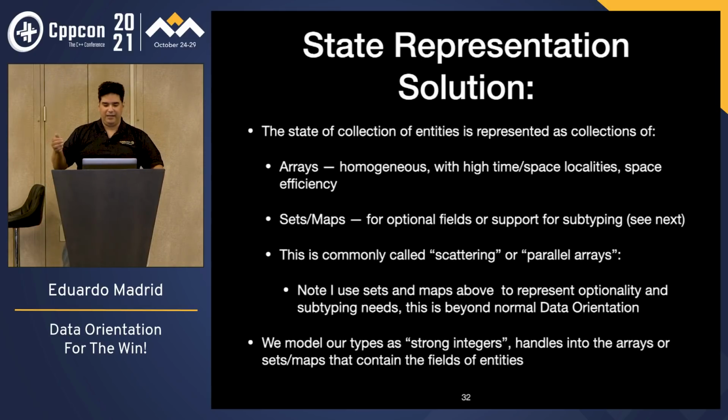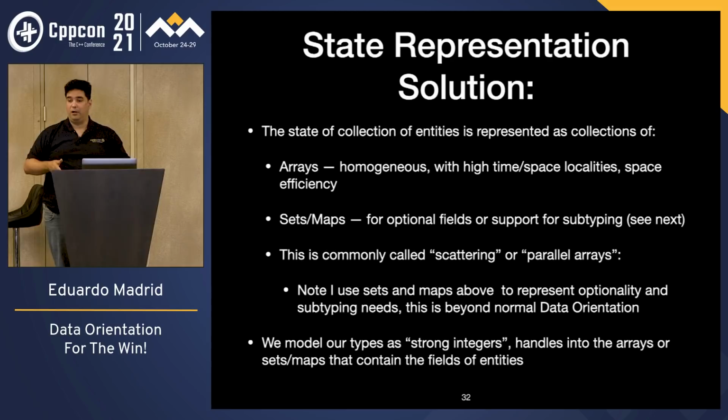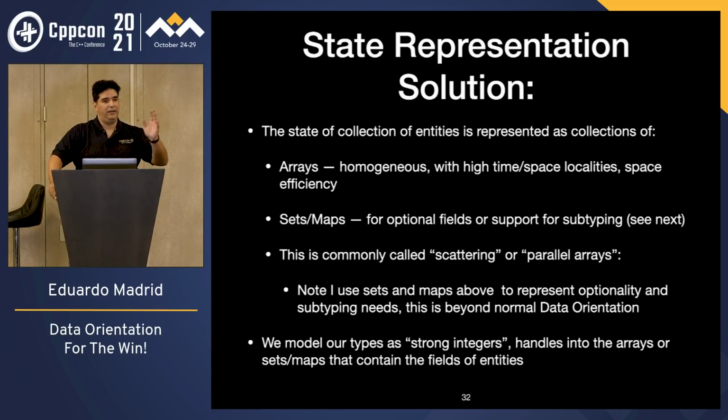This is commonly called scattering or parallel arrays. I don't like either of the two terms, so I'm going to refer to it as columnar representation because I think that the people in databases who have studied representing a database table as collections of rows, as opposed to representing a table as a collection of columns, have an advantage in terms of how clearly they have articulated why they do things, okay? So I'm going to use columnar. But commonly this is referred to as scattering or parallel arrays.